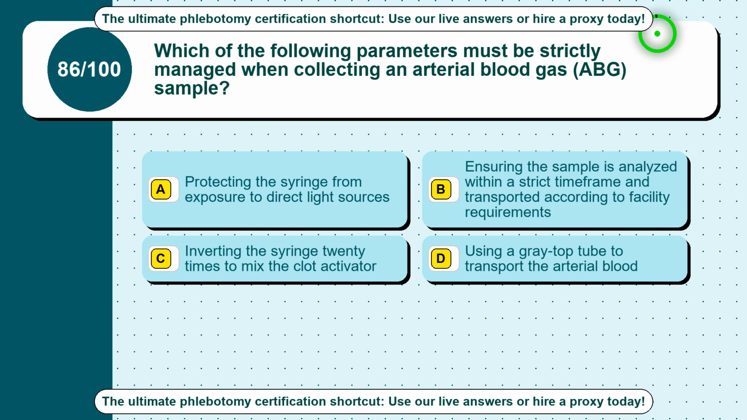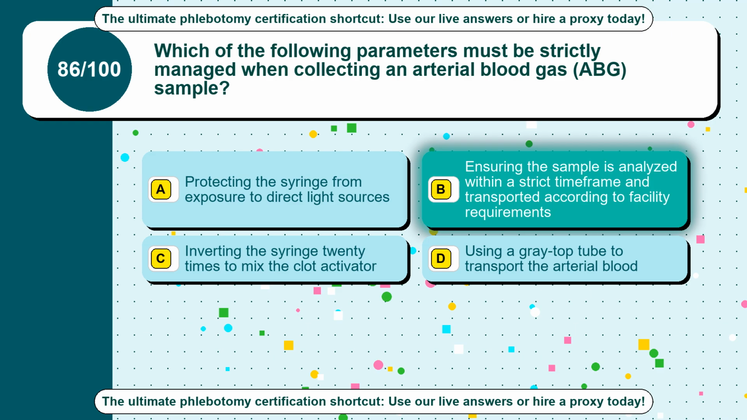Question 86. Which of the following parameters must be strictly managed when collecting an arterial blood gas, ABG, sample? Option A, protecting the syringe from exposure to direct light sources. Option B, ensuring the sample is analyzed within a strict time frame and transported according to facility requirements. Option C, inverting the syringe 20 times to mix the clot activator. Option D, using a gray top tube to transport the arterial blood.